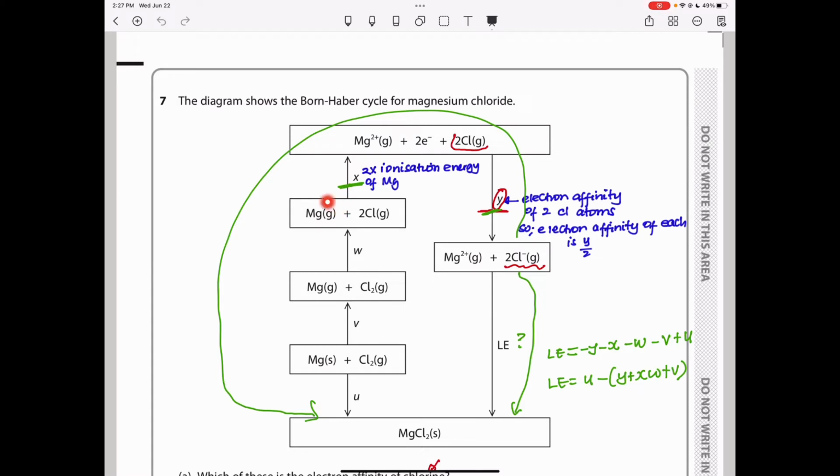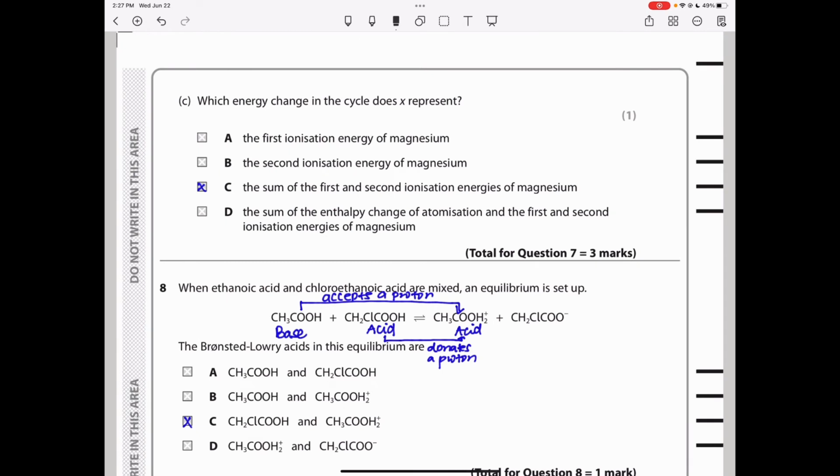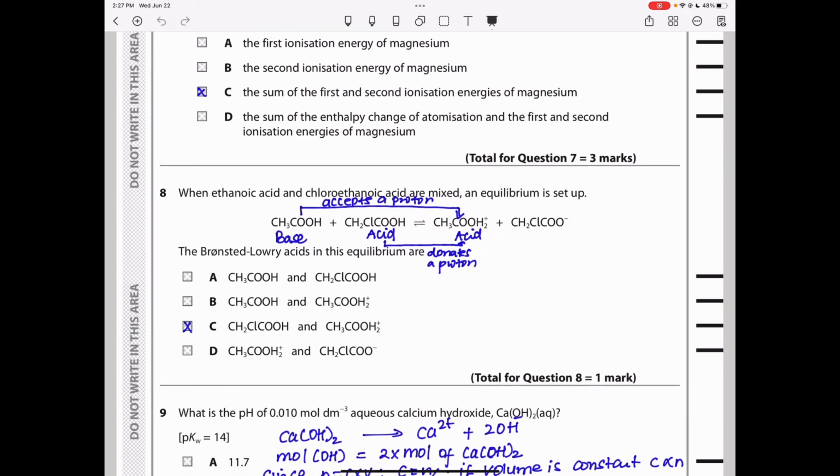Now, when you look this side, we have magnesium gas converted into magnesium 2+. It means this has been ionization of magnesium. However, this is 2 times. So it's twice the ionization energy of magnesium. And then when I go back to this question, the answer should be the sum of the first and second ionization energies of magnesium. And you can see the answer should be C. That is kind of easy.